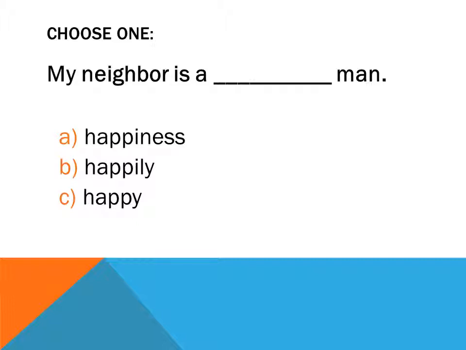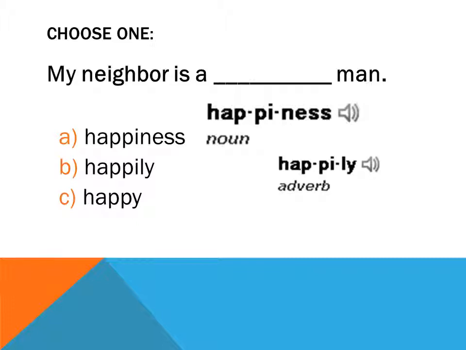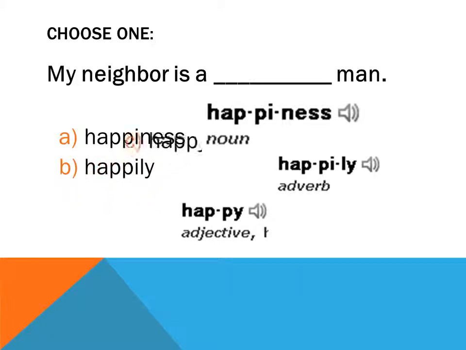Let's take a look at each of those words in the dictionary. Happiness is a noun. Happily is an adverb. Happy is an adjective. Understanding noun and adverb and adjective can help you understand which word makes sense in this sentence.